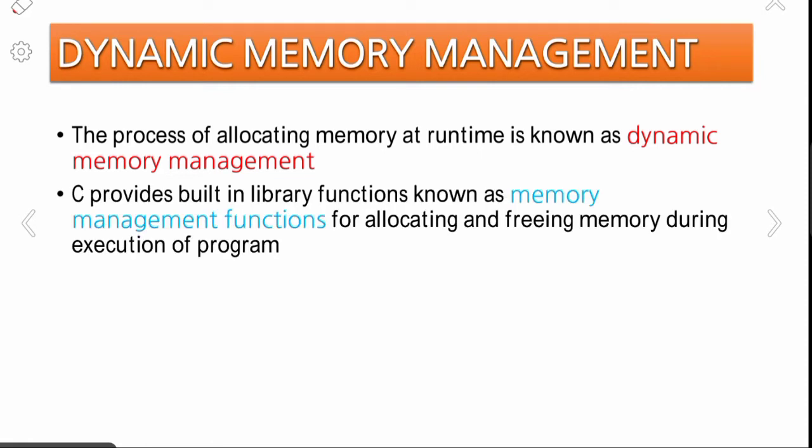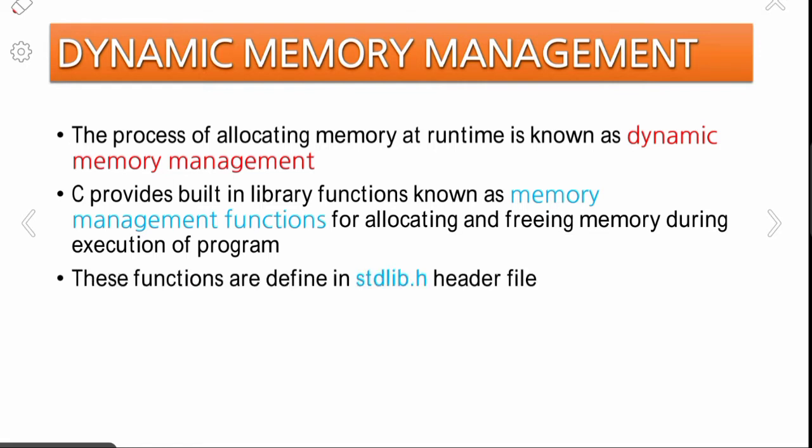C provides certain built-in library functions, called memory management functions, to allocate, reallocate and free the memory during the execution of the program. We can find these memory management functions in the standard library header file, stdlib.h. So if you wish to use the dynamic memory management functions in your program, then you have to include this header file in the program.